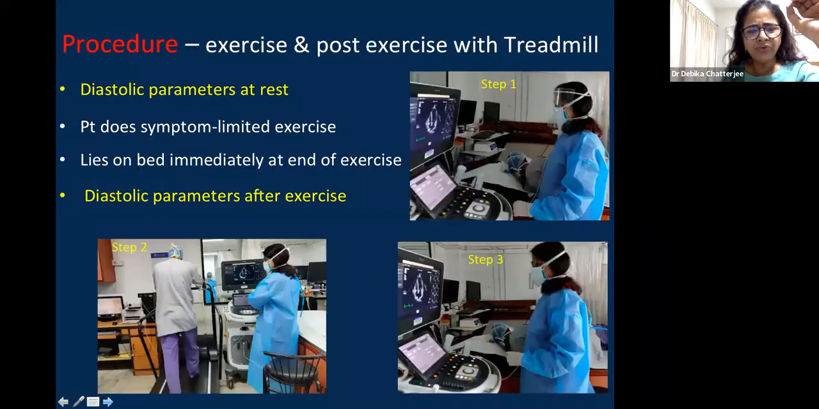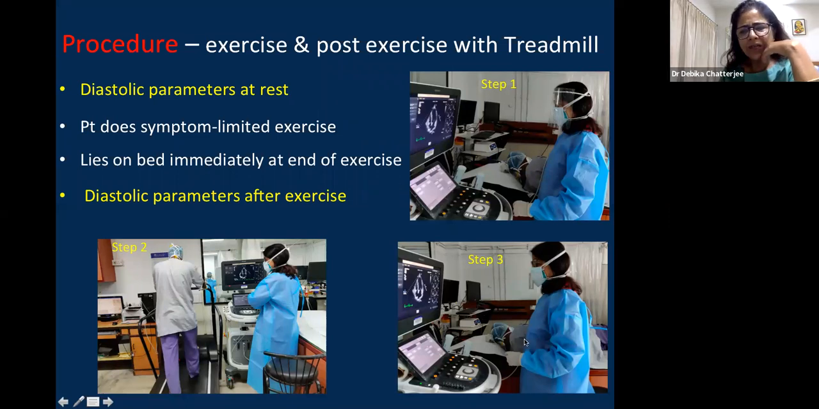So how do we do that in our lab? That is called the exercise stress echo. So what is that? At rest, first we take the diastolic parameters. You do the E wave, E by E prime, LA volume index, everything. Then the patient starts walking on the treadmill and does a symptom-limited exercise. As soon as the patient becomes short of breath, the patient lies on the bed.